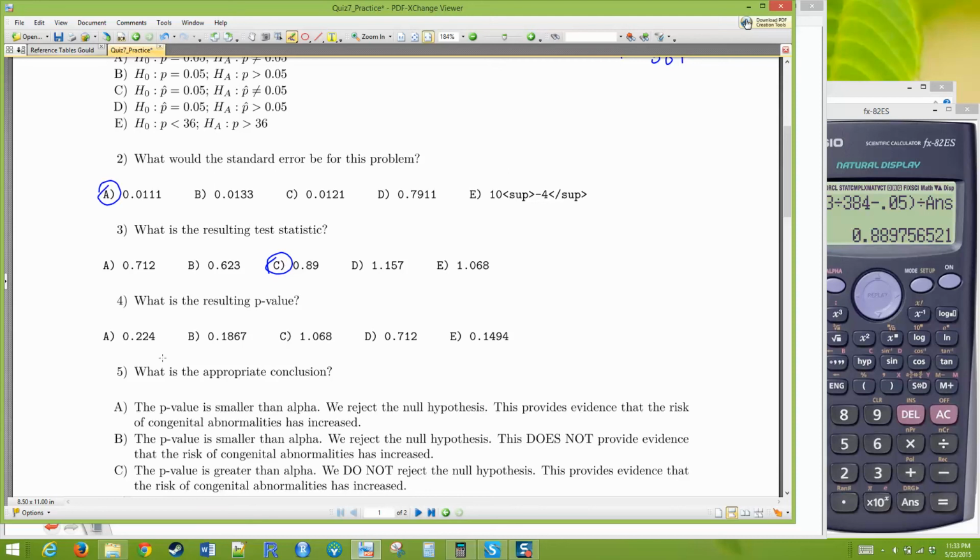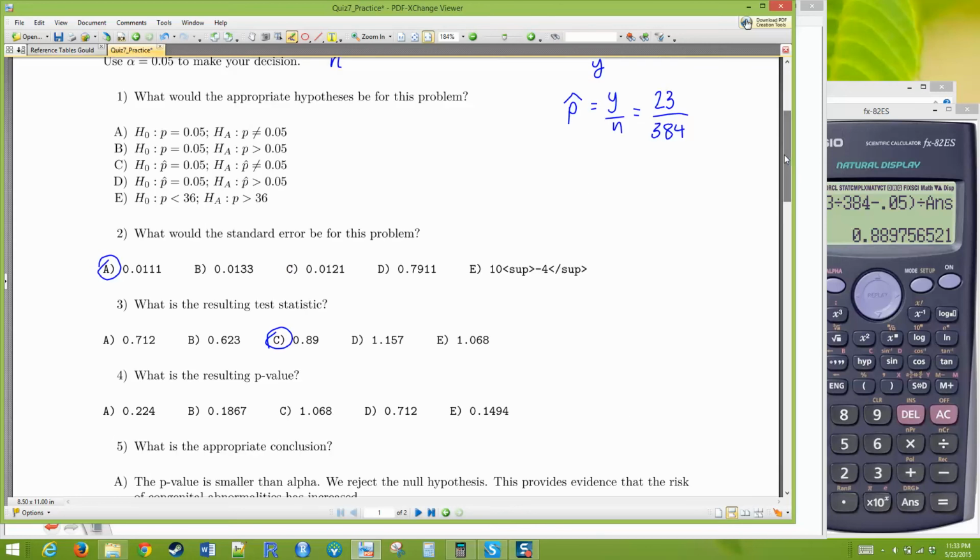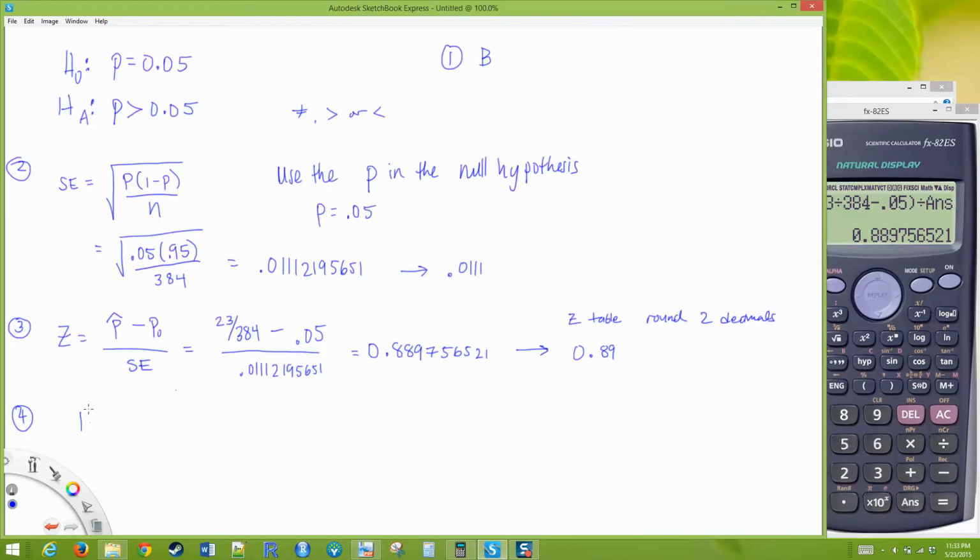And what is the resulting p-value? So now I'm going to look up 0.89 in the table, and I have to decide whether I want the area to the right, left, or the tail areas times 2. Notice my alternative hypothesis has a greater than sign, okay? So when my alternative hypothesis has a greater than sign, I'm going to take the area to the right. Okay, so I'm going to go to the z table, look up 0.89, and I want the area to the right over there.